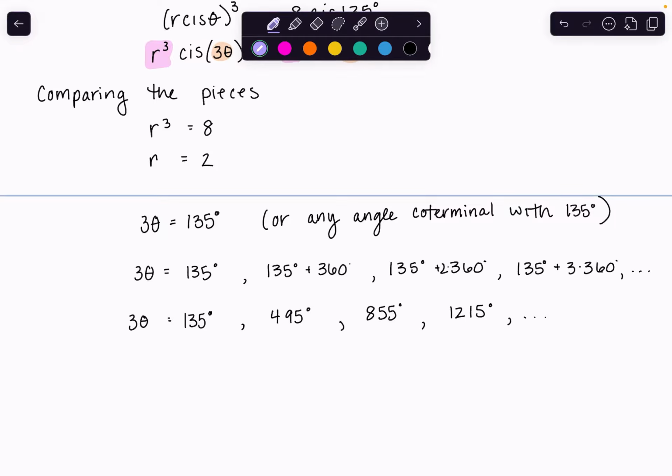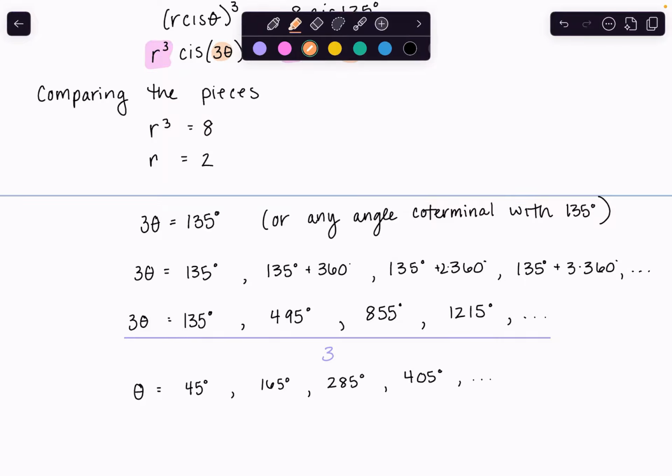But now I just want to get theta, so I'm going to divide everything by 3. That leaves me with theta. 135 divided by 3 is 45 degrees. 495 divided by 3 is 165. 855 divided by 3 will land us at 285. And then 1,215 divided by 3 is 405. And then that list keeps going.